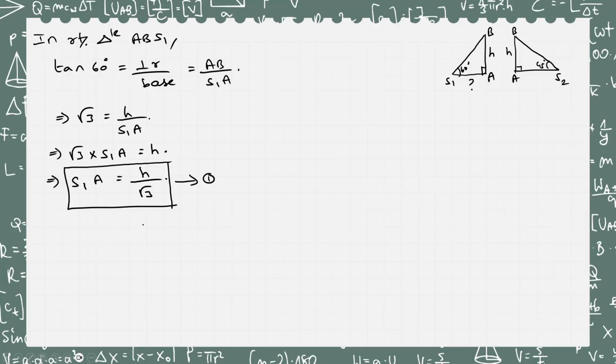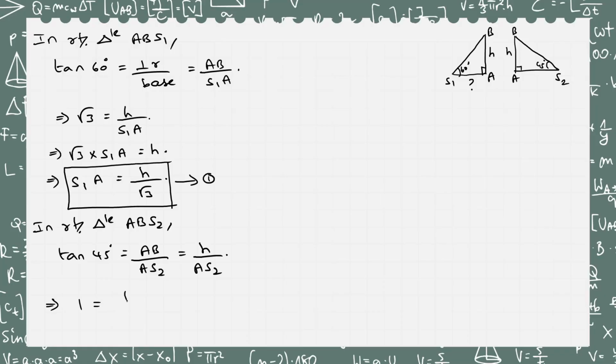Now let's take the next triangle. So in right triangle ABS2, here also I am going to use tan of the angle only. Tan 45 degree equals AB divided by AS2. That will be h by AS2, correct? Tan 45's value is 1, remember? So 1 equals h by AS2. When we cross multiply, we get AS2 into 1, which is AS2 only, equal to h. Let us save this and call this equation 2.